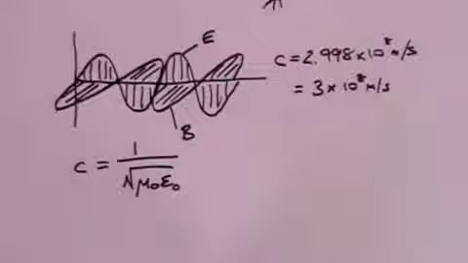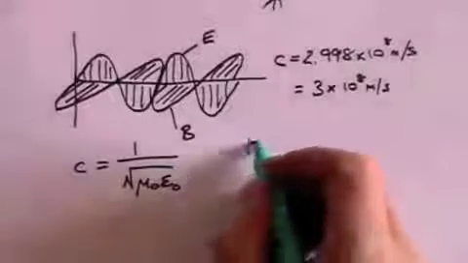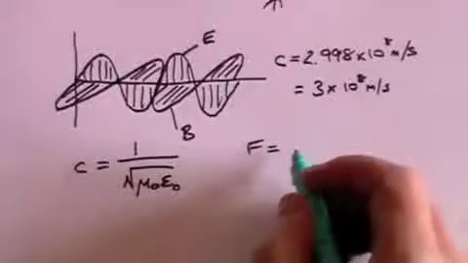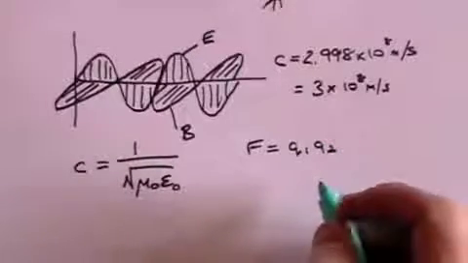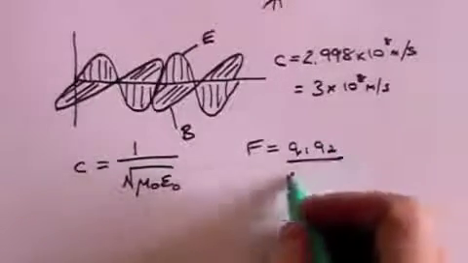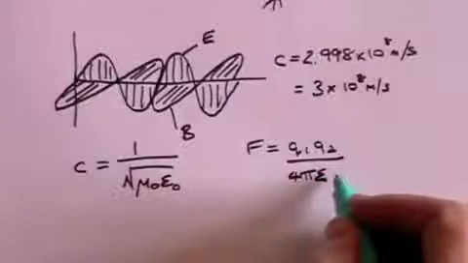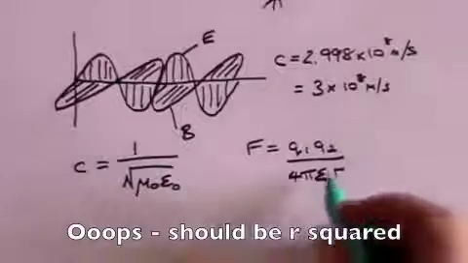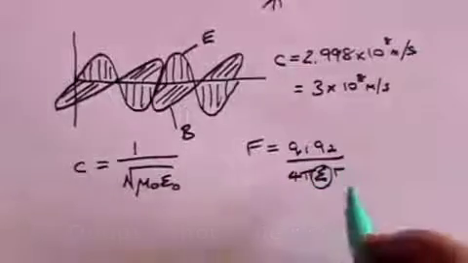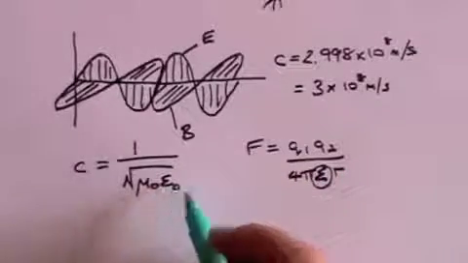The equation which shows you what the force is between two charges says that the force is equal to the value of one charge times the value of another charge, those are electric charges, divided by 4 pi epsilon 0 r squared, where r is the distance between the charges, and that epsilon 0 is that one.